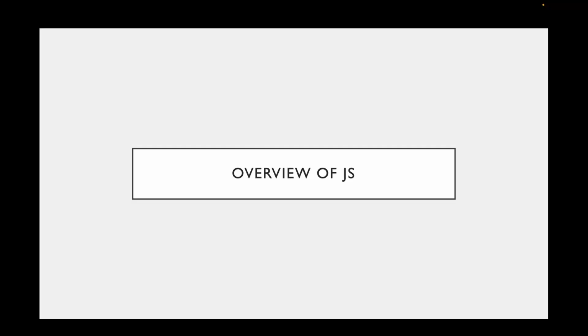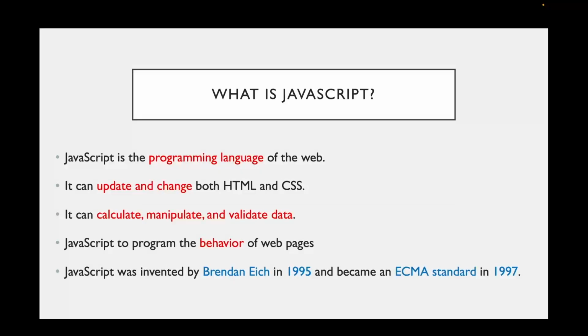Next is an overview of JavaScript. So JavaScript is the programming language of the web. It can update and change HTML as well as CSS, and calculate data, manipulate and validate data as well as forms. So JavaScript programs the behavior of web pages. It was invented by Brendan Eich in 1995 and became an ECMA standard in 1997.